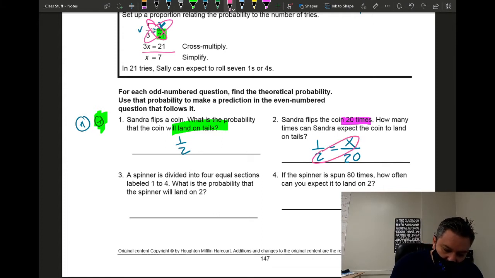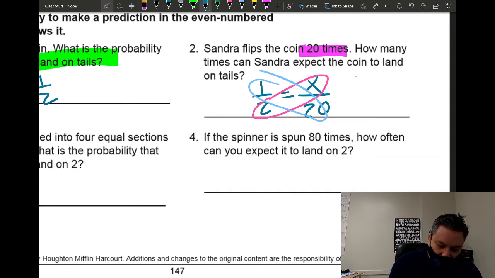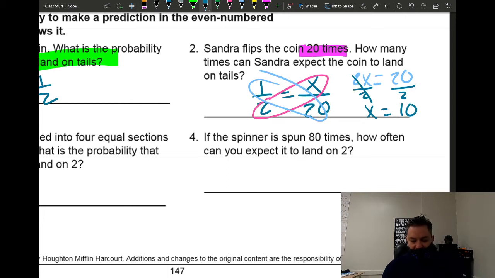And this one is very easy because it's half the time, which is going to be just 10. But if you don't know how to do that, we're going to do cross products. We're going to multiply those two, and then multiply those two and set up the equation and solve for it. So 2x equals 20. Last step, you divide by 2. So x equals 10. So Sandra can expect the coin to land on tails 10 times out of the 20 times. That's the probability, making predictions with it.